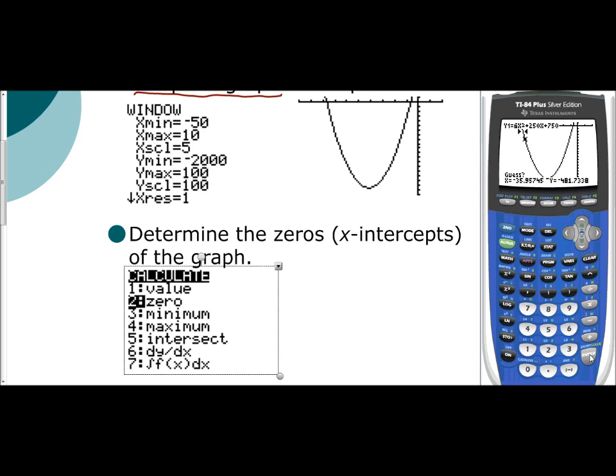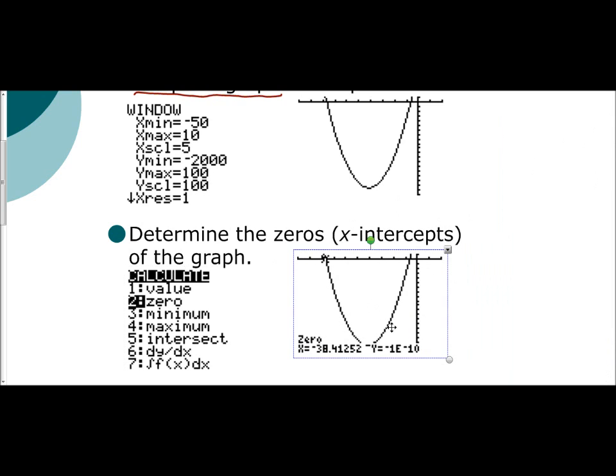And then the guess will be in the middle. And so you have negative 38.41. And negative 1e to the negative 10th means that's 0. So there's my first one.